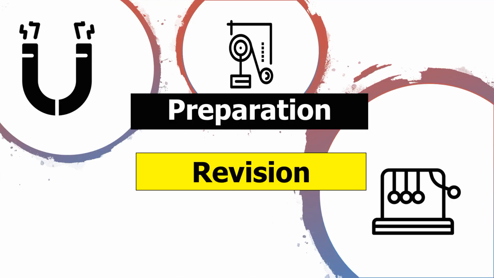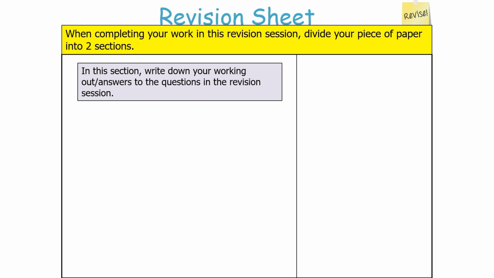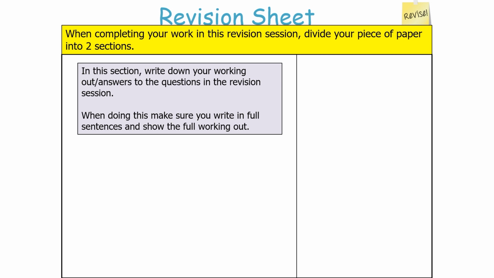So how should you be carrying out this revision session? Well, when you complete your work in this revision session, divide your piece of paper into two sections. Make the section on the left hand side larger than the right hand side, and in this section write down your working out and answers to the questions in the revision session. When you're doing this, make sure you write in full sentences and show your full working out.